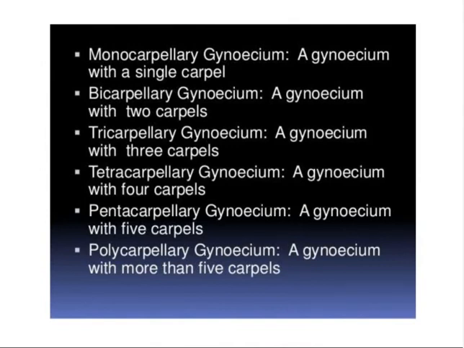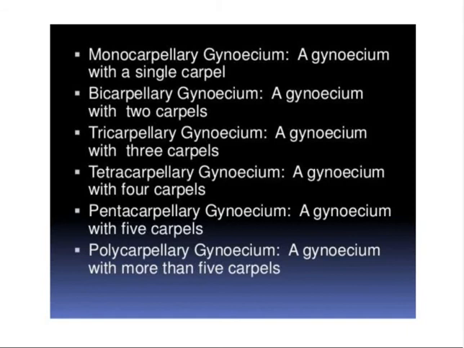When a gynoecium has only one carpel, it is called monocarpellary gynoecium. So gynoecium is the female reproductive part. The units are called carpels. When only one carpel is present in a gynoecium, that is called monocarpellary gynoecium. When two carpels are present, it is called bicarpellary gynoecium.